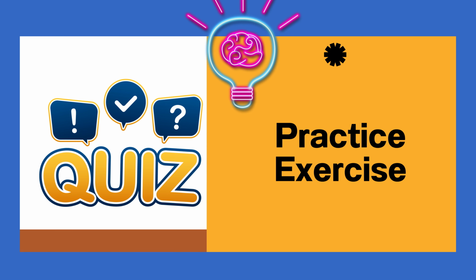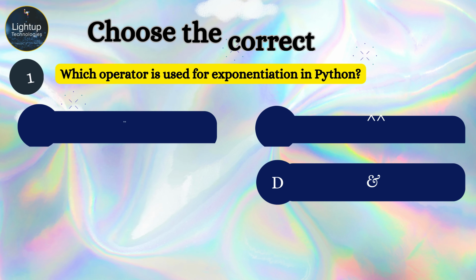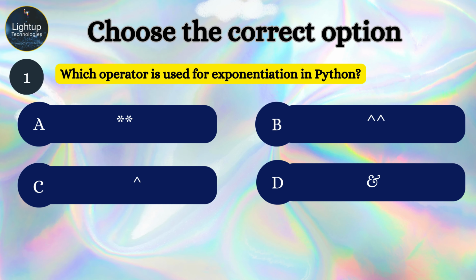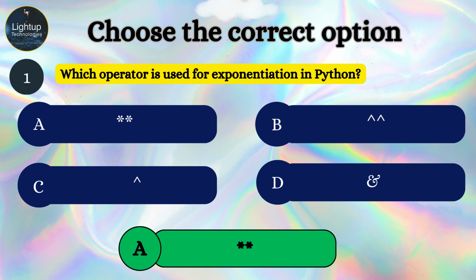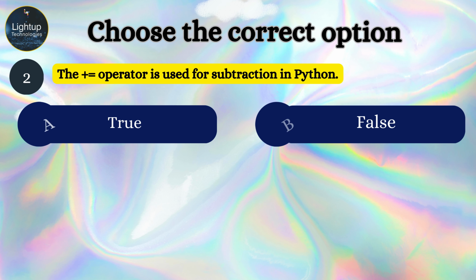Practice exercise. Which operator is used for exponentiation in Python? The equals operator is used for subtraction in Python.